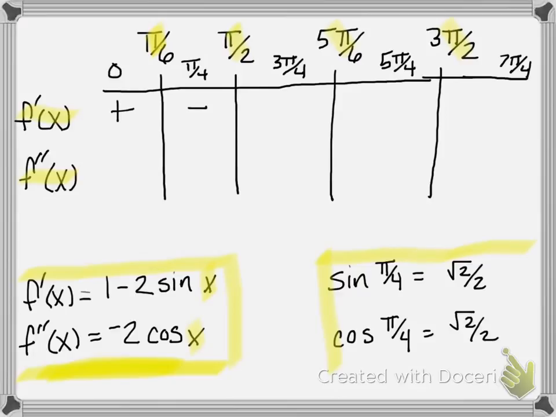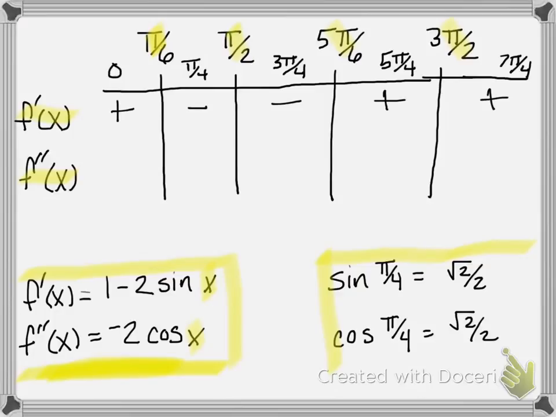And 3 pi over 4, it's going to be a positive square root of 2 over 2, same thing, it's going to be negative. At 5 pi over 4, we're going to be in quadrant 3, and sine is going to be negative there. So we're going to have 2 times the square root of 2 over 2. 2's cancel. So we're going to have 1 minus a negative square root of 2. So that's going to make that a positive. And the same thing for 7 pi over 4, we're going to be in quadrant 4, sine is going to be negative, so we're going to have a positive.